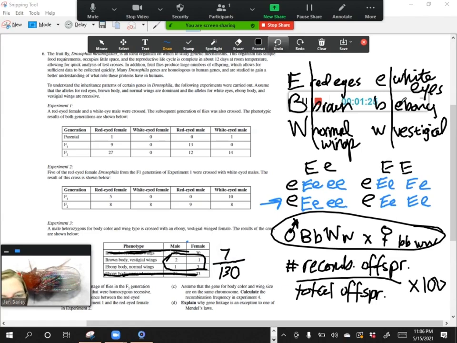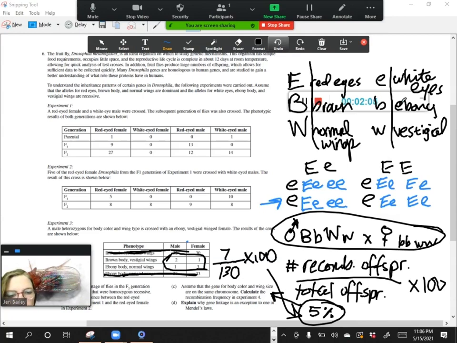You get a 7. 7 divided by 130 times 100% equals 5%. I have 5.4. You can round that down to 5%, but I think they'll take it if you give it a couple of decimal points. They don't necessarily say to round or anything. So that is going to be your answer for C.